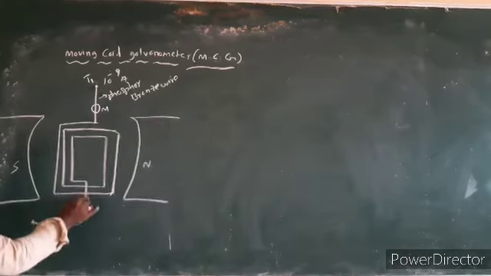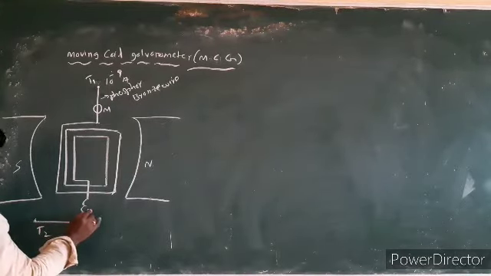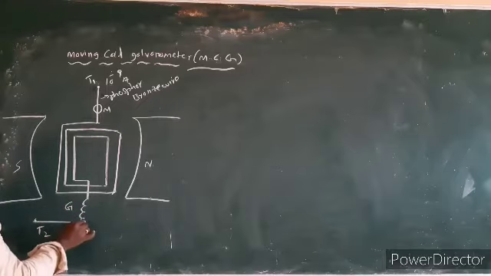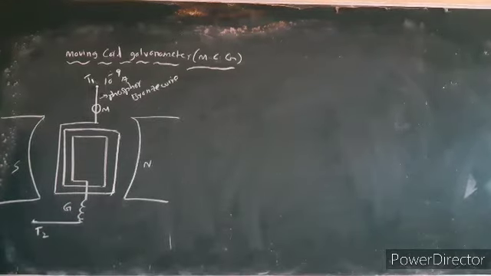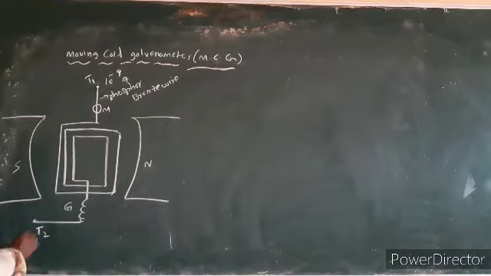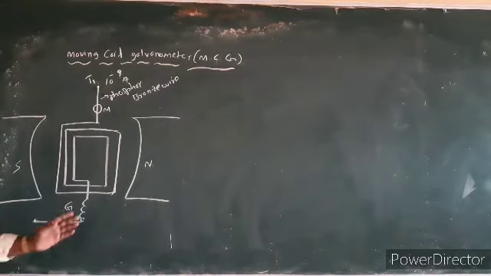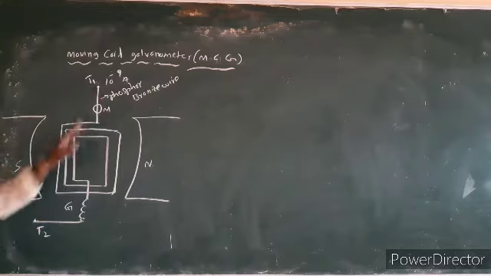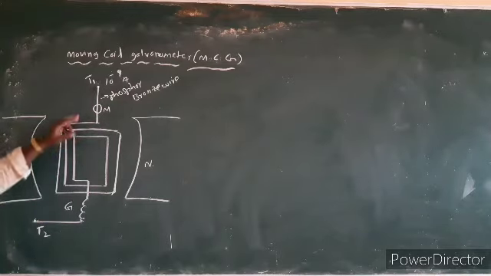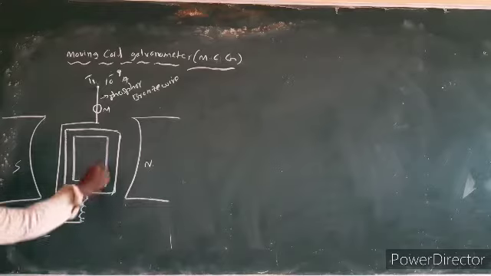The other end of the copper coil is connected to a phosphor bronze spring, let it be G. This spring is connected to another terminal T2. When you connect the T1, T2 terminals to the source, nothing but the battery, the current flows in the coil.